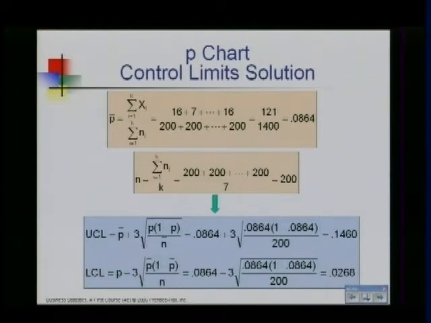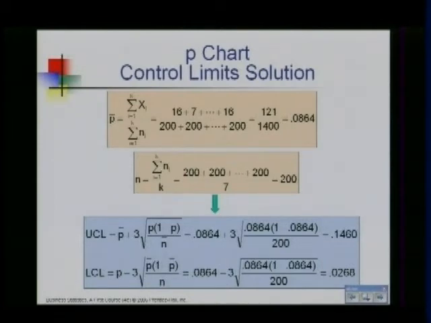Now I go to my upper and lower limits. P bar, 0.0864. 3 is a constant. That means 3 standard deviations. And P bar is still the same. 1 minus that. N bar, remember, is 200. So I plug that in. My upper and lower limits are 0.1460 and 0.0268. That means 14.6% and 2.68%. I write them as a decimal, but that's what they really mean.